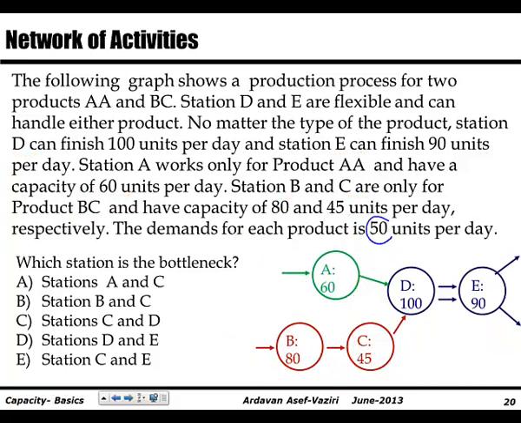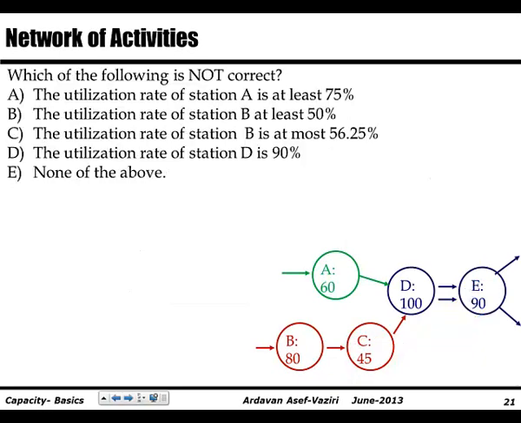We have 50 A and 50 BC, a total of 100. D can handle 100 units of A and BC. It is not a bottleneck, but E cannot handle 100 units of A and BC. It can handle only 90 units. Therefore, one bottleneck is here and the other bottleneck is there. Both stations C and E are bottlenecks. This second part looks a little bit more difficult.